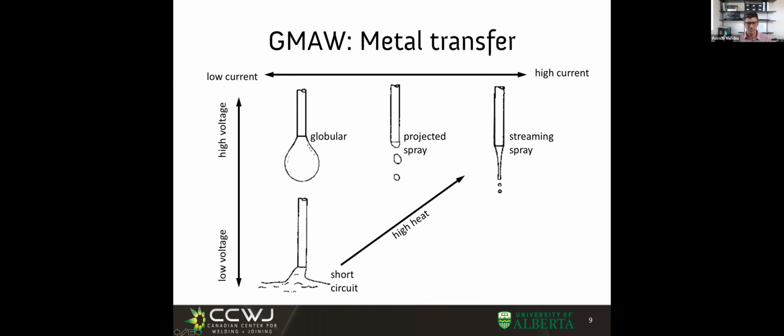I'd like to hear if anybody has a theory why we go from globular to spray transfer as we increase the current. Here I have a suggestion for higher pulsation, but even if I have no pulses, I make this transition. If I have just constant current, I would have the same effect.